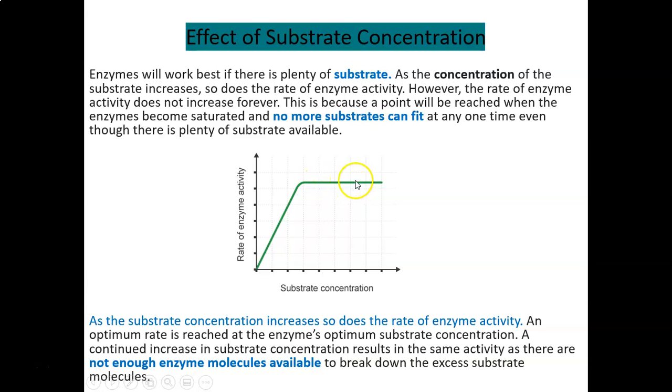Now, when you look at this, does this mean that enzyme activity has stopped? No, because, okay, stopped would be down here, 0. What it means is the enzyme activity is continuing, but it's not going up any further. This is our maximum rate of enzyme activity. So our takeaway message, as the substrate concentration increases, so does the rate of enzyme activity until the optimum rate is reached at the enzyme's optimum substrate concentration. So even if you continue increasing the substrate concentration along here, okay, you get the same enzyme activity because there's not enough enzyme molecules available to break down the excess substrate molecules.